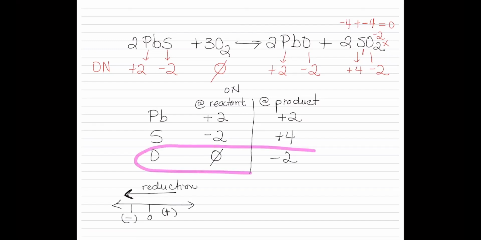So here we have something that went from 0 into negative. That's why it got reduced. So what happened to sulfur in this? Let's just put it in the chat really quick before I let you guys go. What happened to sulfur in this reaction?